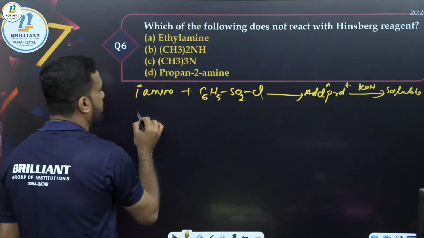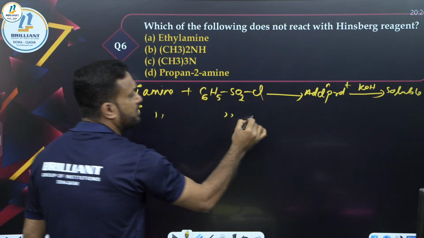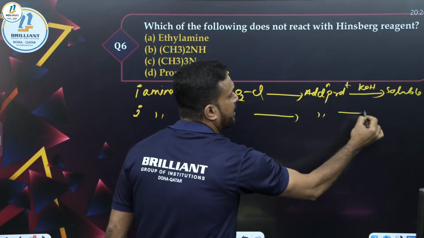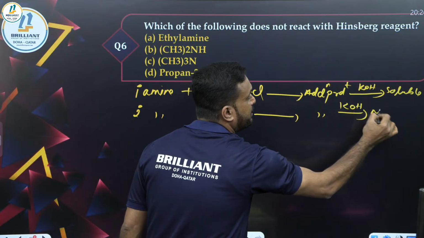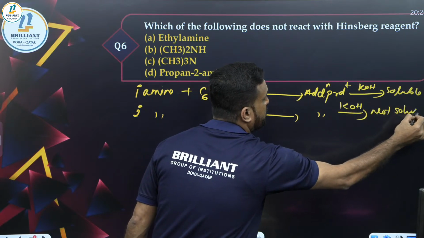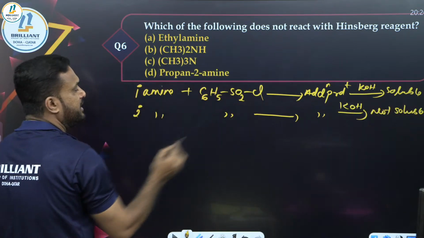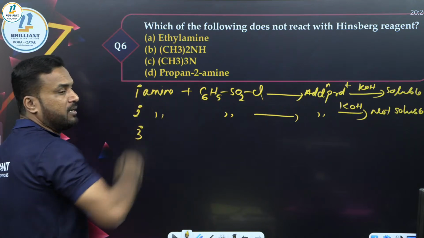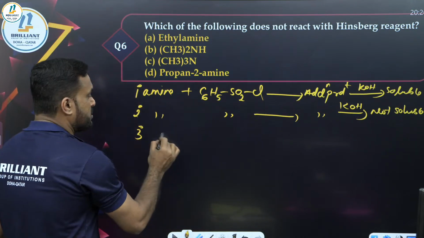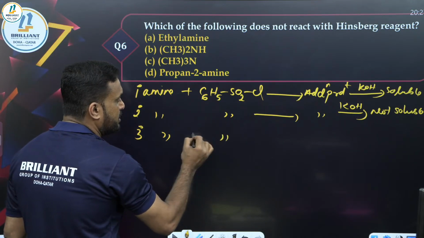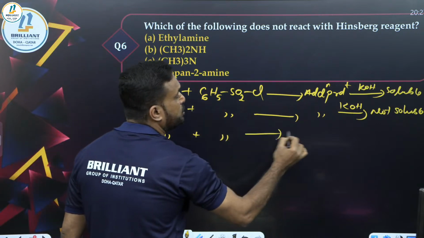This is the statement for the primary amine. For the secondary amine, you will get an addition product, but with KOH it is not soluble. This one only you have to keep in mind. You know how to write the addition product; I am not wasting time, we need to finish all the questions. So for the secondary amine I will write this, then no reaction.